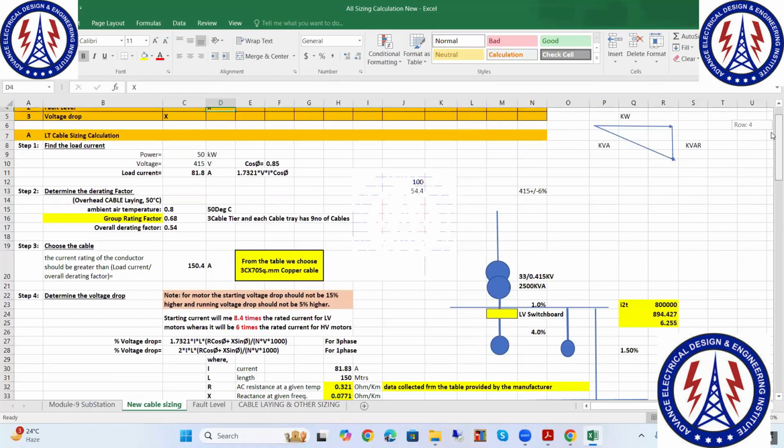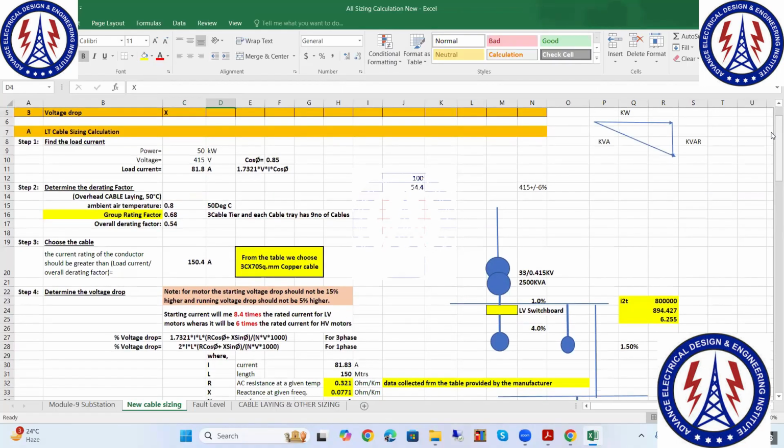Now I'm taking an example. You have a 50 kilowatt motor and the voltage is 415. So current is P divided by √3 V cos phi. We can easily find it out.